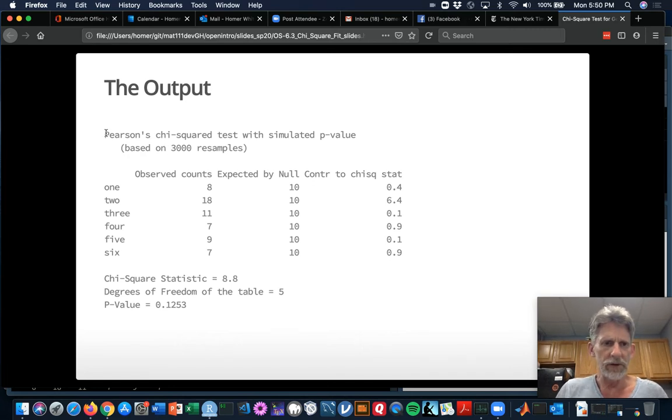So the output starts off with identifying what you're doing. The chi-square test is often called Pearson's chi-square test after the person who invented it. And we're simulating the p-value like we did in the app.